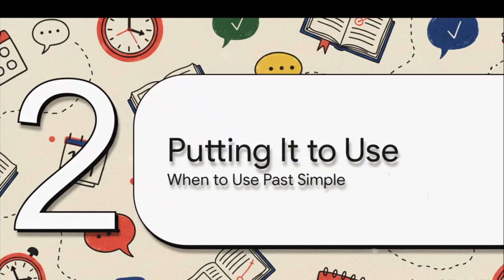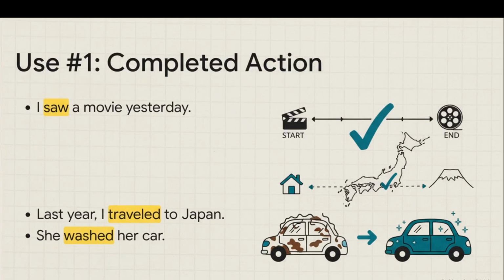All right, we've got the basic structure down. Now, let's get practical. When do you actually use this in real life? What are the main situations where you'll need the past simple? The number one reason, the big one, is for a single action that is completely done and dusted. I saw a movie yesterday. The movie is over. Last year, I traveled to Japan. That trip is finished. This is the most common way you'll see and use the past simple, for sure.